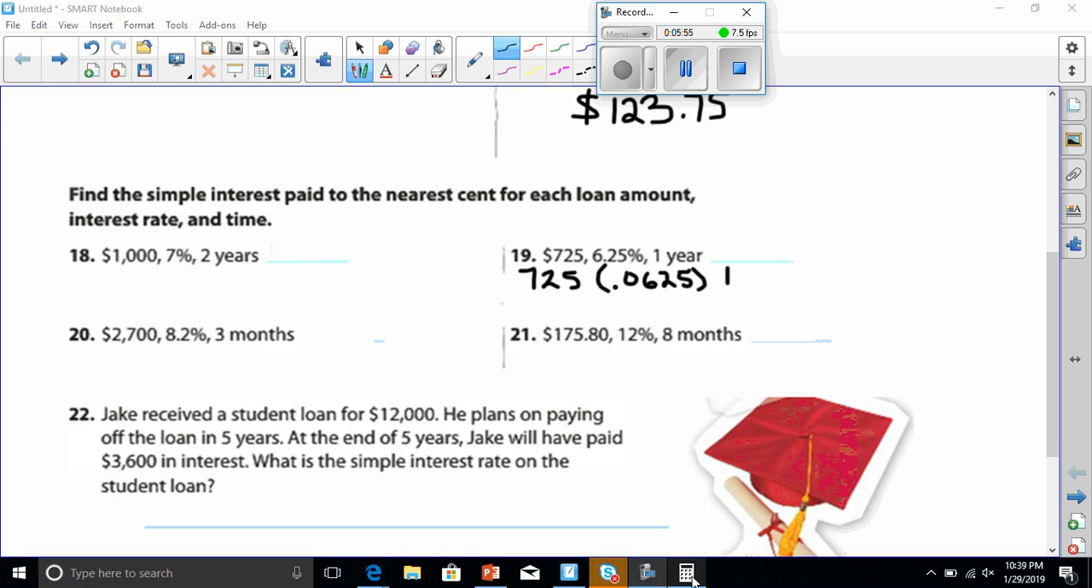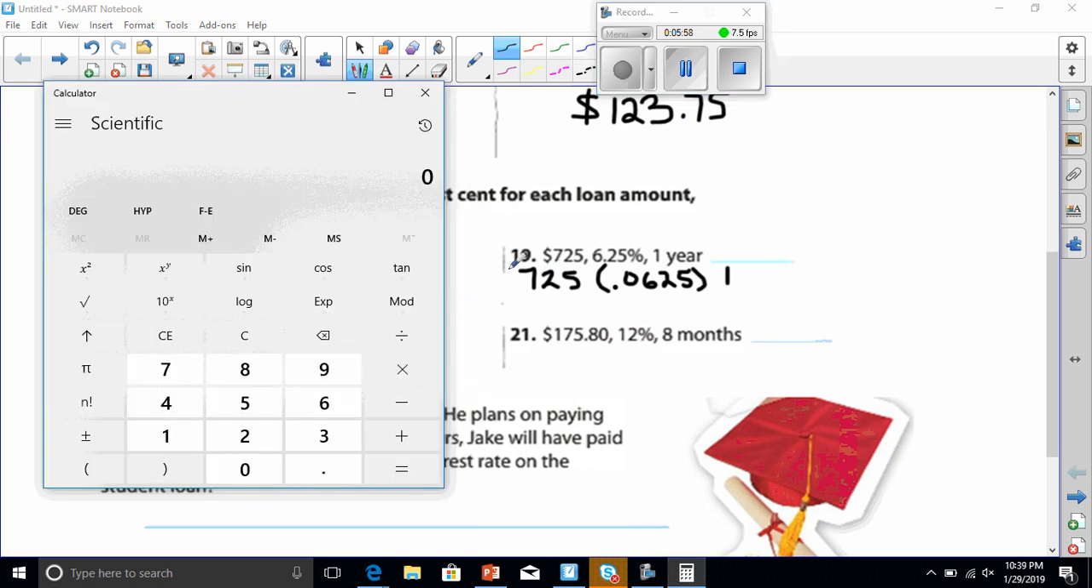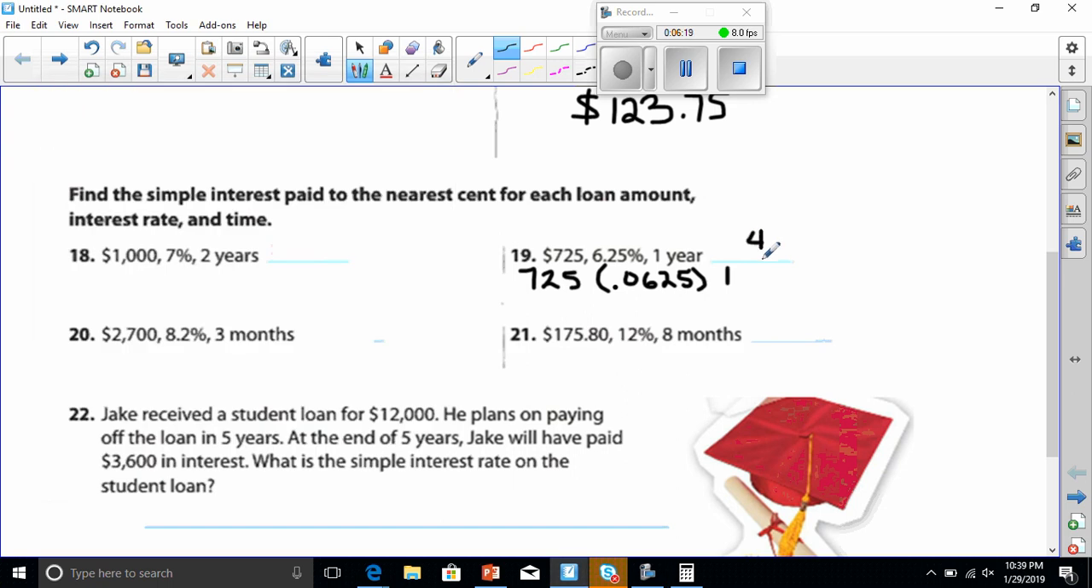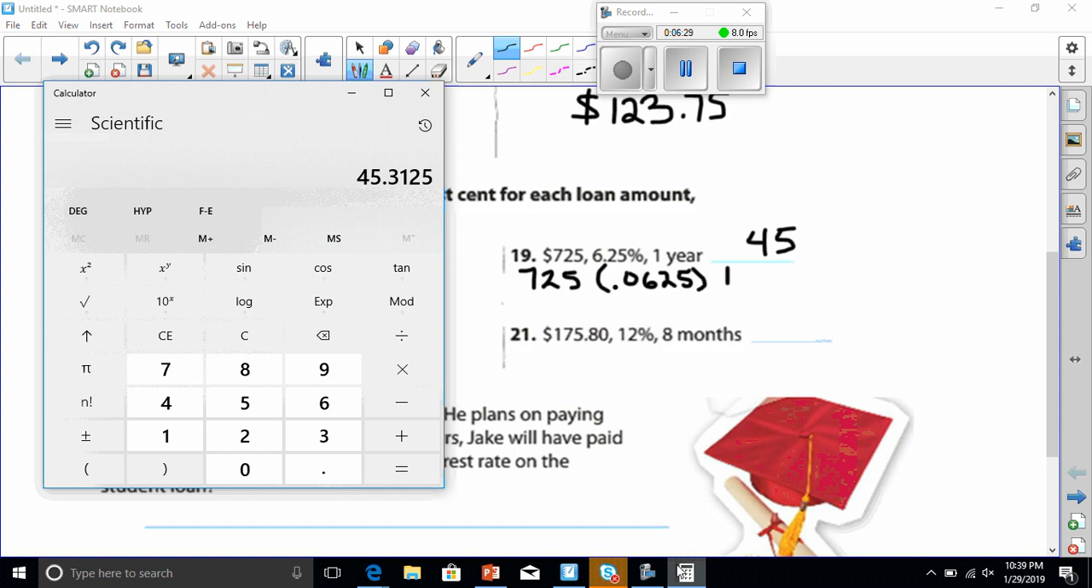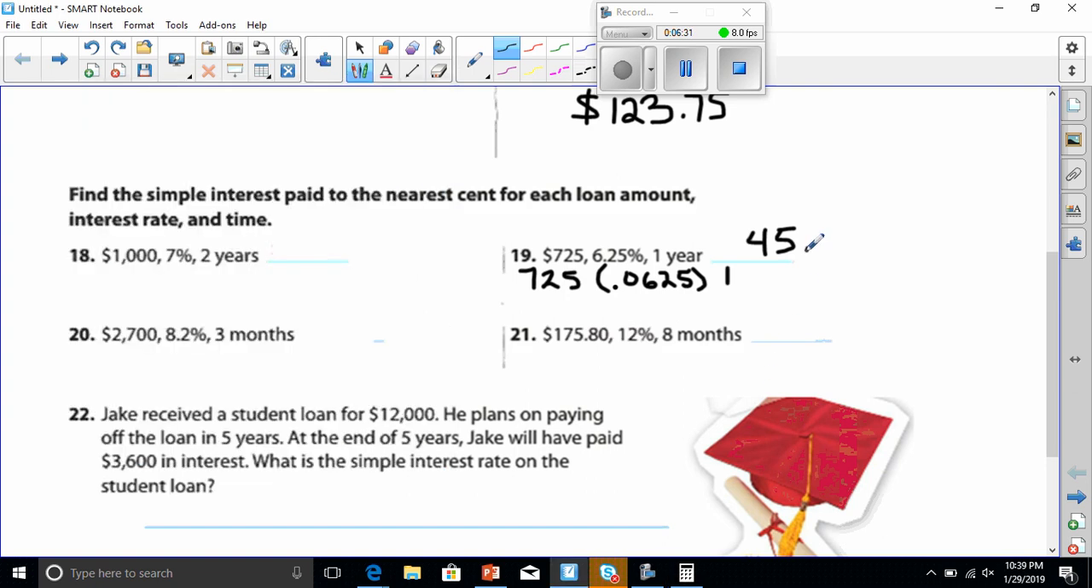Well, when we get our calculator and we multiply this out, we've got 725. And multiply that to 0.0625. And that's going to equal 45.31. I don't need to multiply that to 1 because anything times 1 is itself. So the answer is going to be $45. Whoa, what happened here? $45, and I believe it was like 31 cents. Yeah, 0.31 cents.